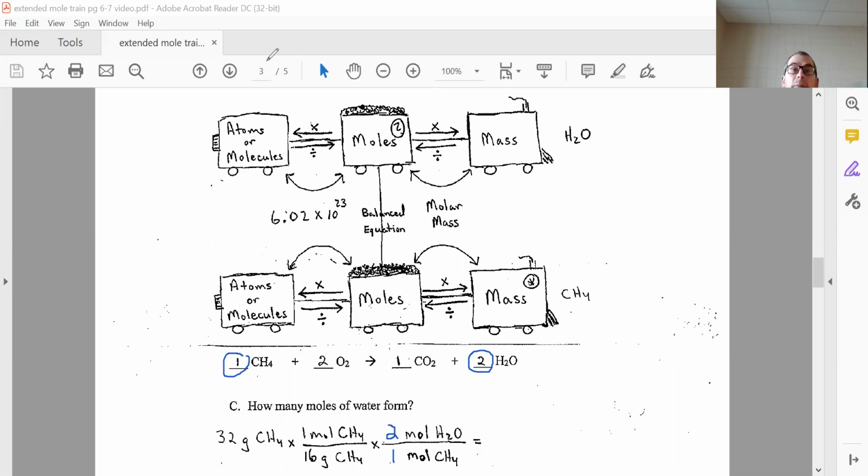So my answer is going to be what? I guess I'll say 4.0 to keep up with my sig figs. So I'll do that there. 4.0 moles of H2O right there.